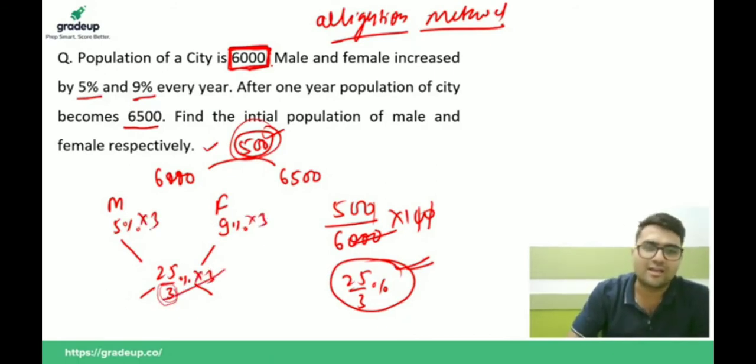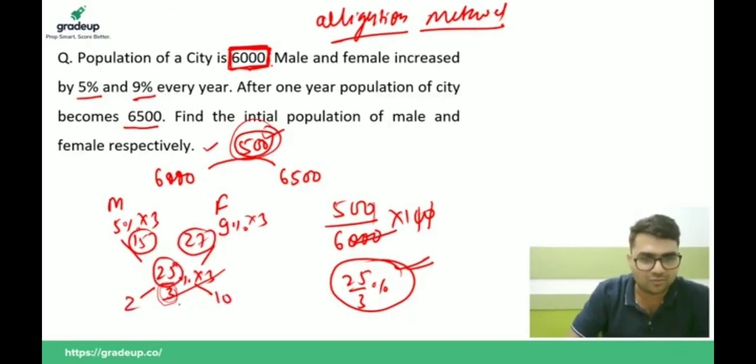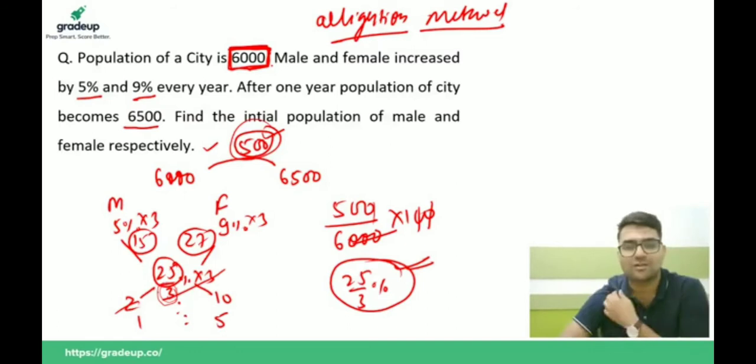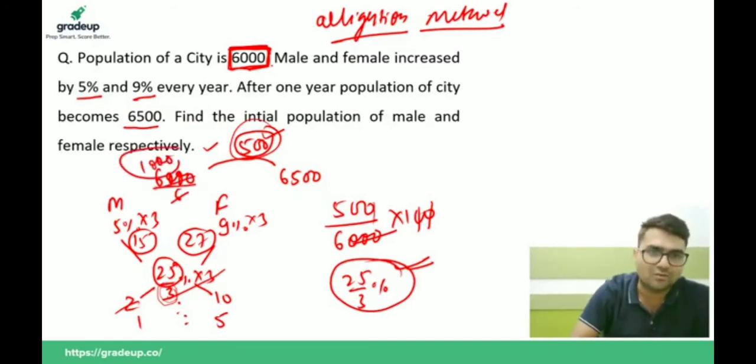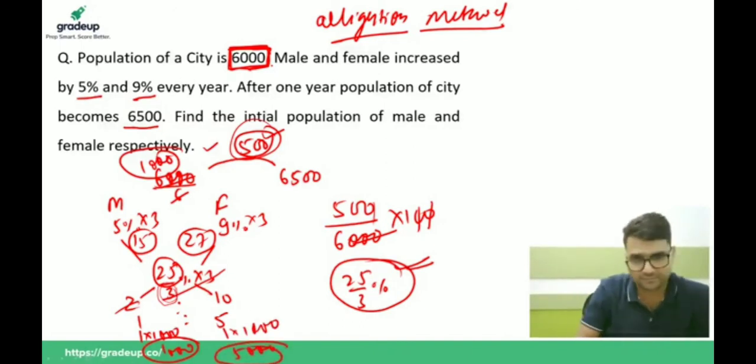Then you will get 15 here, 27 here, and 25 here. Now we are left with 10 and 2. That is 1:5. Now divide 6,000 in the ratio 1:5. This will become 1,000 and this will become 5,000. So the initial population of male is 1,000 and female is 5,000.